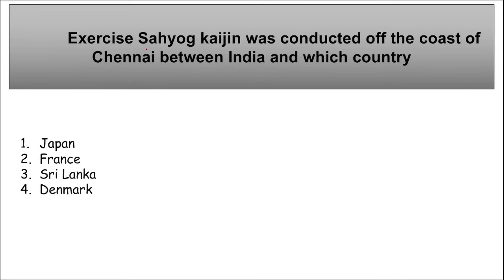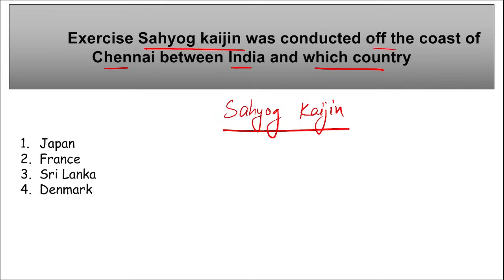Next, let's move to revision current affairs that will be very beneficial for your learning. First is exercise Sahyog Kaijin. This was conducted off the coast of Chennai between India and which country? So exercise Sahyog Kaijin, this is the name of the exercise. This was held between India and which country? So Sahyog Kaijin was held between India and Japan. Right, this is our answer.